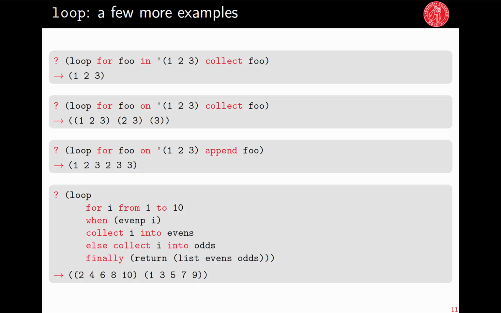Yeah, so everything marked in red here is just to highlight what the syntactical keywords of the loop are. Here it is. Yes, there is actually also a return loop syntactic keyword, but the return here is just the standard return function of standard Common Lisp.